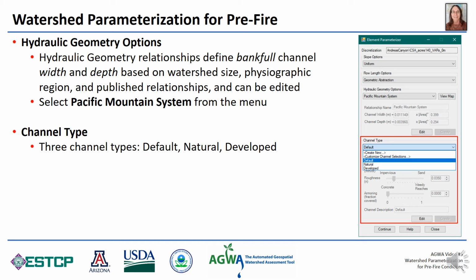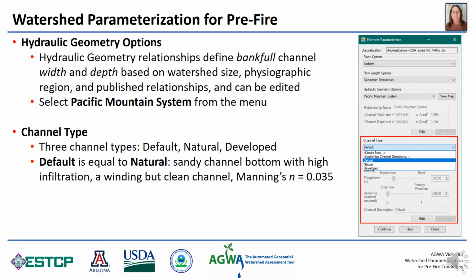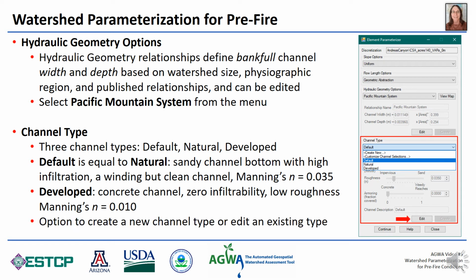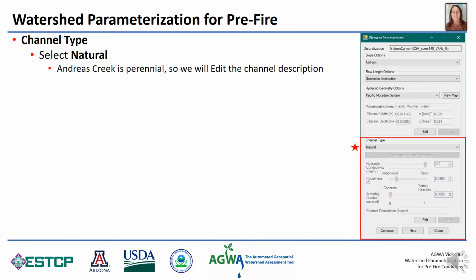Next, we define the channel type. AGWA provides three channel types: default, natural, and developed. The default channel is equal to the natural channel, which has a sandy bottom and high infiltration. It's a winding but clean channel with a Manning's N roughness of 0.035. The developed channel is concrete with no infiltration and a low Manning's N roughness of 0.010. AGWA provides the option to create a new channel type or edit an existing one by clicking on the Edit button. For this exercise, we'll select the natural channel type.